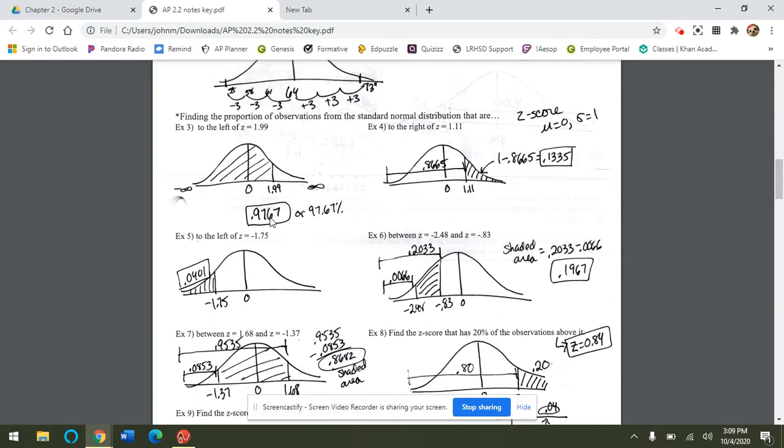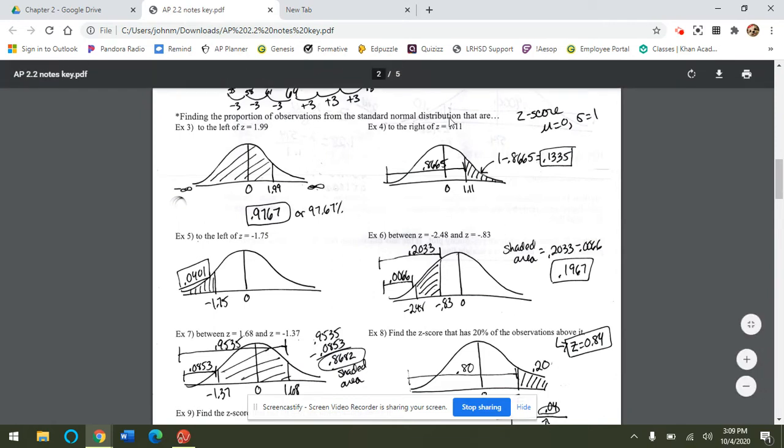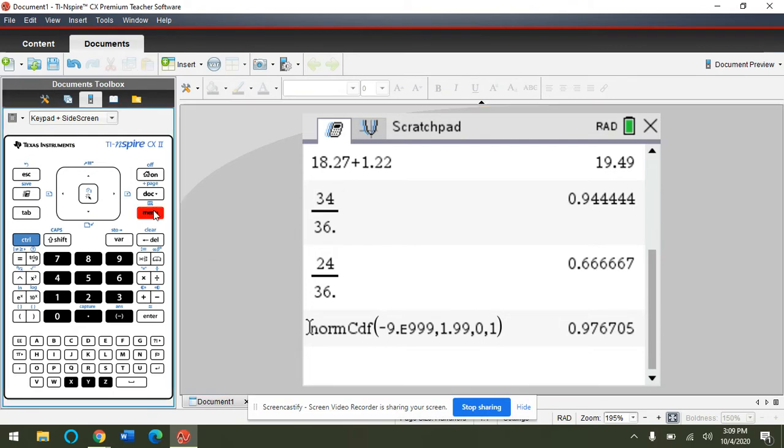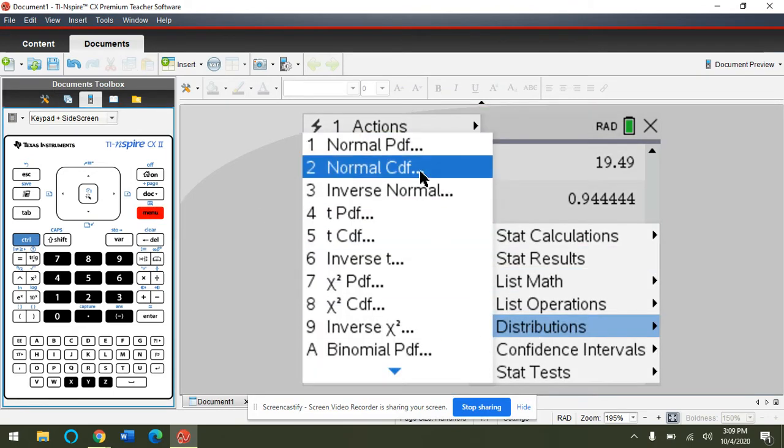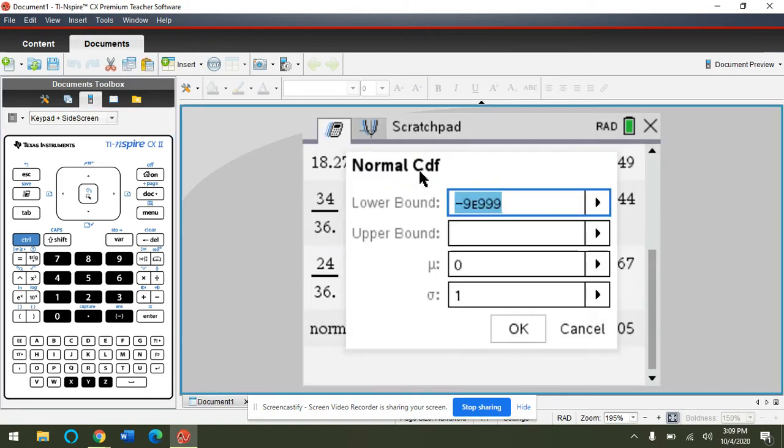And you say, well, Ms. McMichael, the chart's fast. It is fast. But if you take a look here at number 4, for this problem, our shading started at 1.11 and our shading stopped at positive infinity. So if I come back here, I'm going to go back again, menu, statistics, distributions, norm CDF. My shading starts at 1. What was it? I have to look it up again. 1.11. And my shading stops at positive infinity.